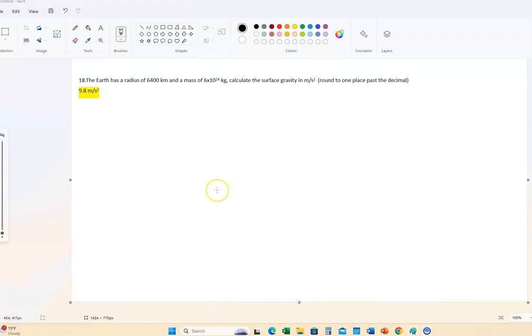Right? Last one, this is it, okay, number 18. So they give us the size of the Earth, its radius, they give us the mass of the Earth, and it says calculate the surface gravity of the Earth. And that is a well-known value. Galileo measured this value about 400 years ago.